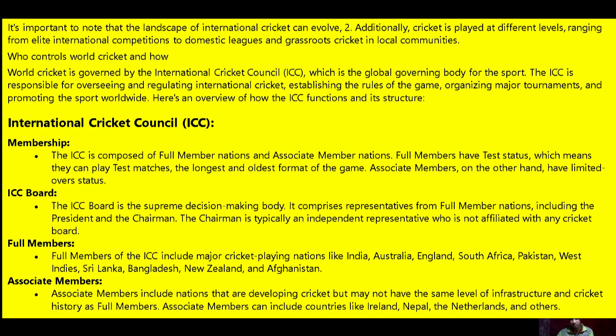Third is full members. Full members of the ICC include major cricket playing nations like India, Australia, England, South Africa, Pakistan, West Indies, Sri Lanka, Bangladesh, New Zealand, Afghanistan. Next, associate members. Associate members include nations that are developing cricket but may not have the same level of infrastructure and cricket history as full members. Associate members can include countries like Ireland, Nepal, Netherlands, and others.